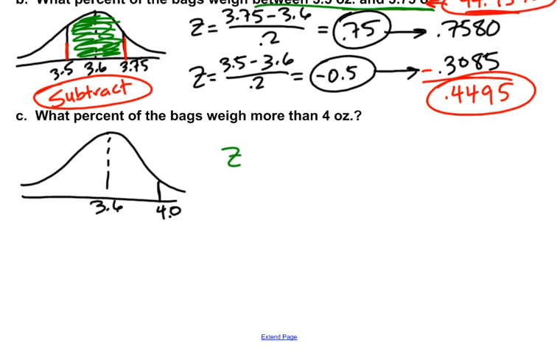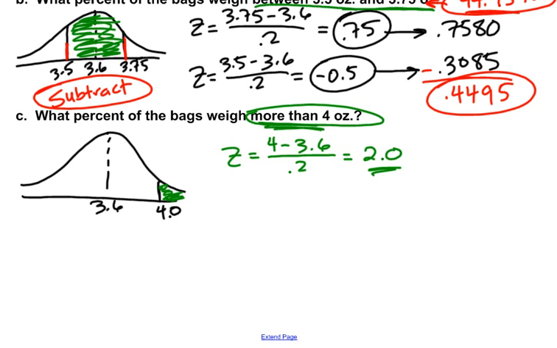So what we'll do again is find the z-score for that. That would be 4.0, and I'm sorry, we're trying to find above because we want more than 4.0. So we're going to find 4 minus 3.6 as our z-score divided by 0.2, and that's going to give us a z-score of exactly 2.0. So we look up that z-score in the table, 2.0, and what that tells us is that the area to the left of 4, or that 2.0 z-score, is 0.9772.